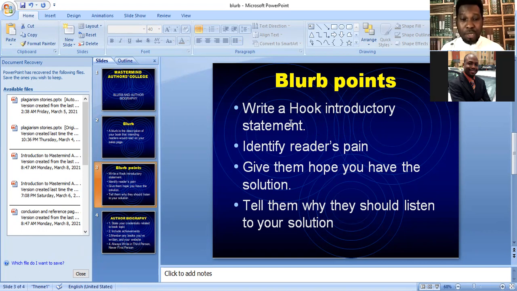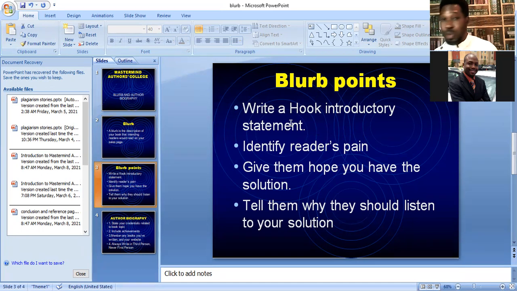What does that mean? It means that your blurb should be something that will entice people. The first line of your blurb should be like when you put a hook to catch a fish. That hook draws them in to read the entire blurb. So start your blurb with an introductory hook statement. That simply means make it in such a way that it draws people's attention to want to read what the book is about.